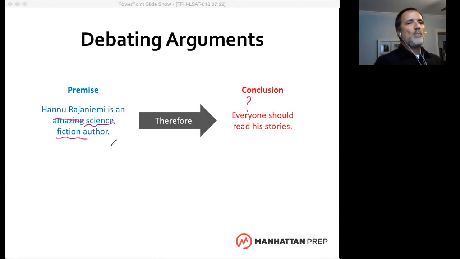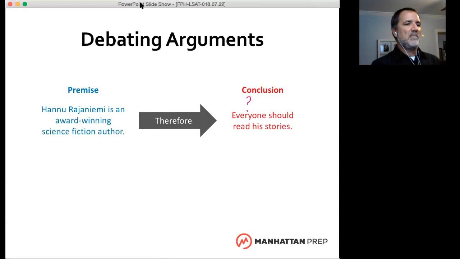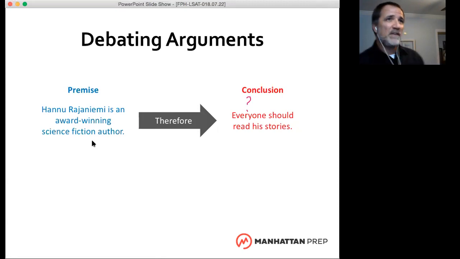So what we're more likely to see on the LSAT is a premise that is more factual. This is what you're more likely to encounter on the LSAT. A premise that says something like, he's an award-winning science fiction author. So premises do tend to, not always, it's not guaranteed, but premises on the LSAT tend to be factual. If I'm going to try to convince you that my opinion is true, then I'm not going to give you another opinion to try to convince you of that. I'm probably going to give you a fact.